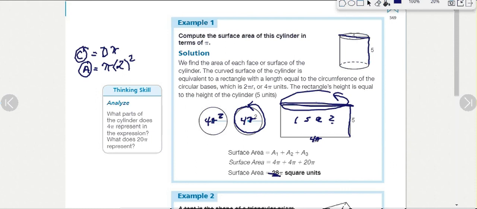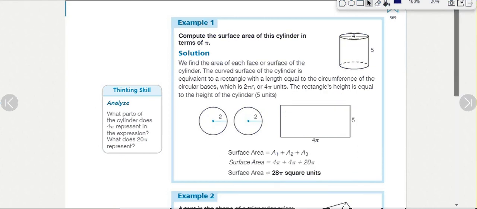So you multiply these together to find the lateral surface area, the part that rolls, which would be 5 times 4 pi, which is 20 pi. Then we had the bottom and the top. We add up all these faces. 4 plus 4 is 8, plus 20 is 28 pi. Don't forget to label. We're doing surface area, so it's squared. And they didn't tell us what it was, so we just called them units.